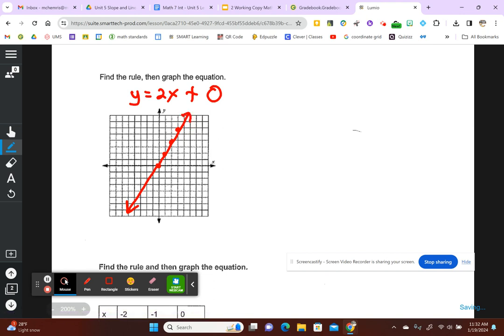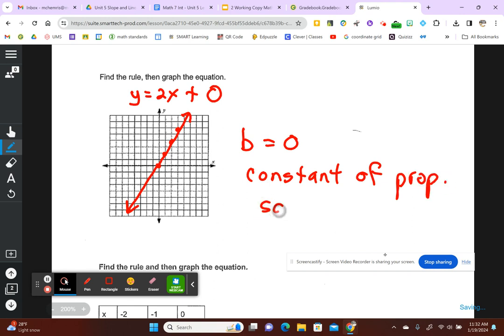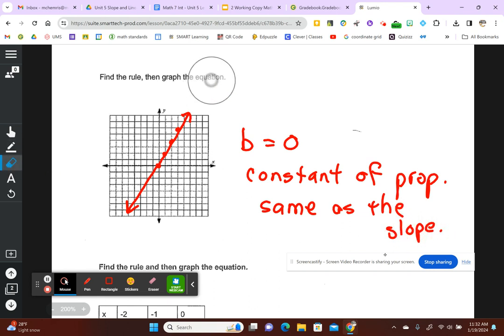And if it is a straight line that goes through the origin, and I want to know what the constant of proportionality is, I know that the constant of proportionality is the same as the slope. So if b equals 0, the constant of proportionality is the same as the slope. Okay?